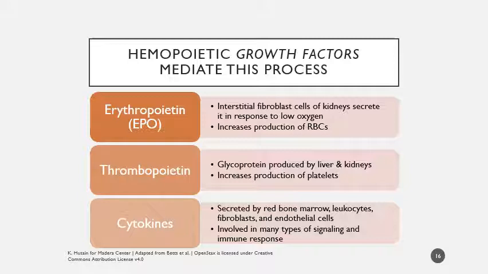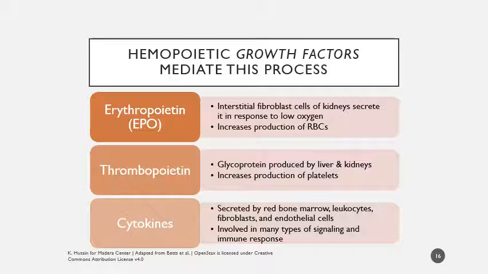Thrombopoietin: that "thrombo" part tells you that it has something to do with thrombocytes or platelets. "Poietin" tells you that it has something to do with signaling, the formation of them. So this is a glycoprotein. It's produced by the liver and the kidneys, and it increases production of platelets.